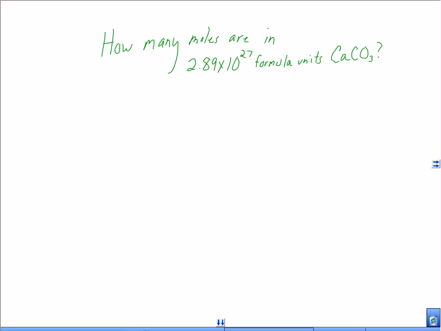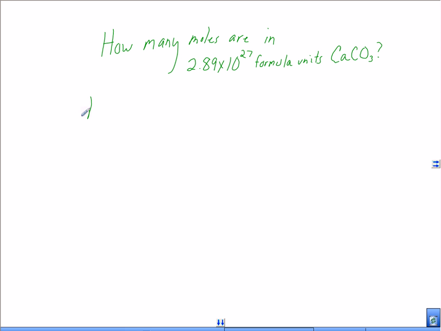How many moles are in 2.89 times 10 to the 27th formula units? When we look at this problem, I first notice that mass, grams, anything like that is missing from the problem. And that's a good thing for us because that means we do not need to worry about a periodic table here. We don't need molar mass or anything like that. So really the one number that we're after here because of formula units is Avogadro's number.